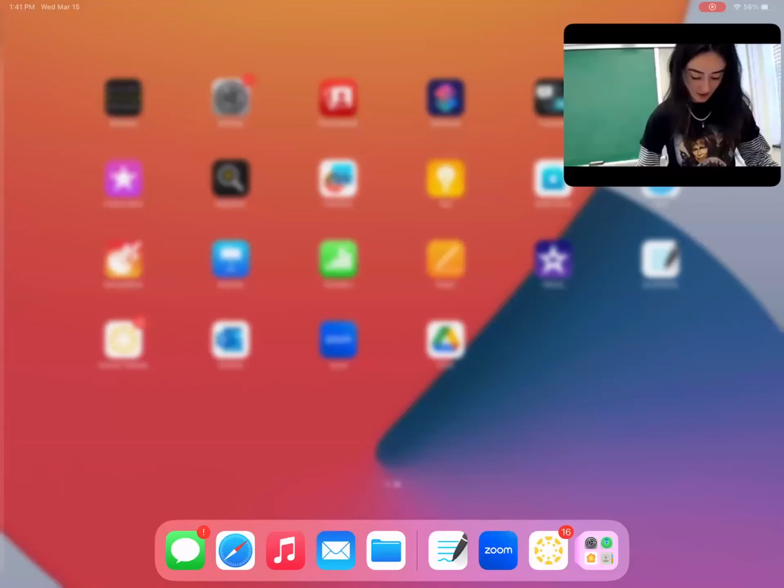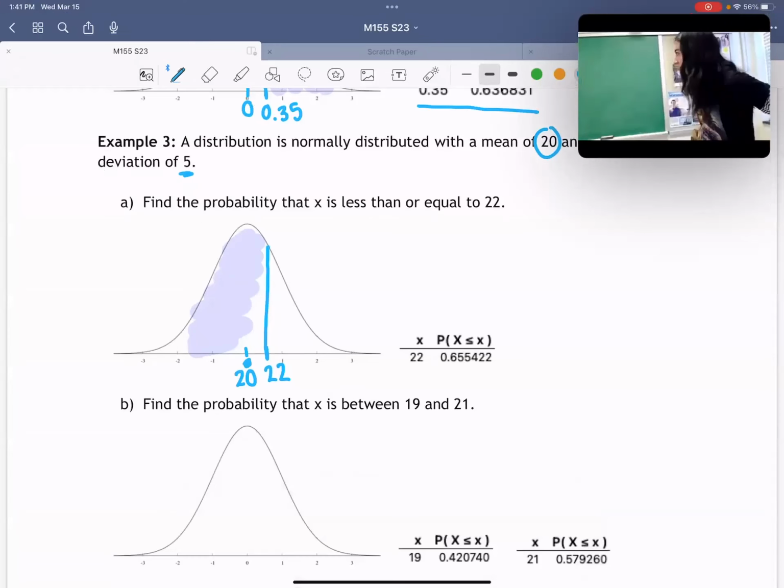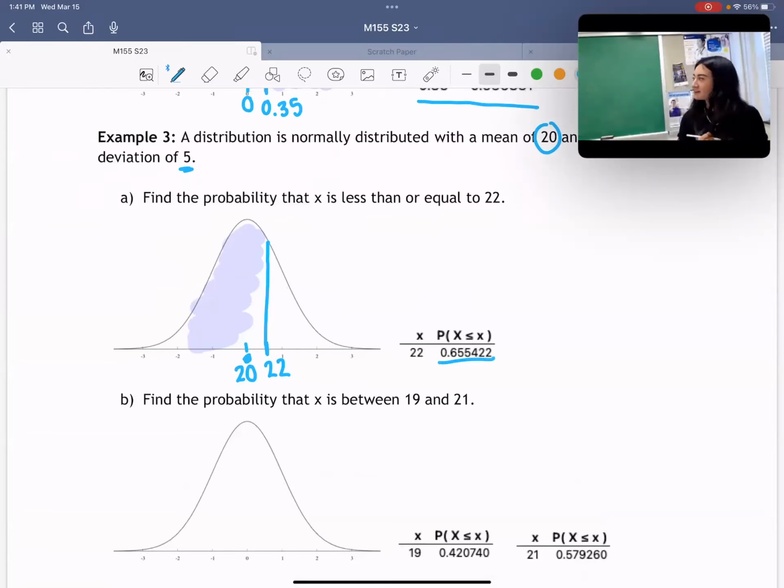All right, let me just share my screen again. Okay, this is what pops up on Minitab. Do I have to do anything with the 0.655? No, right? This is a less than or equal to question. This is our easiest question on Minitab. The answer is literally the Minitab output: 0.655422. That's my answer.